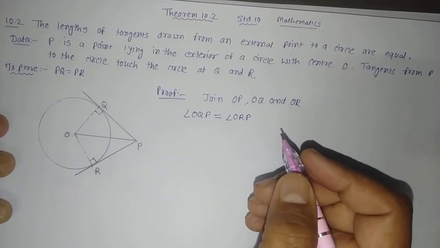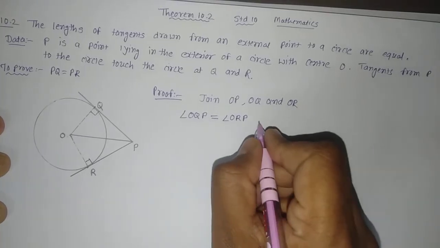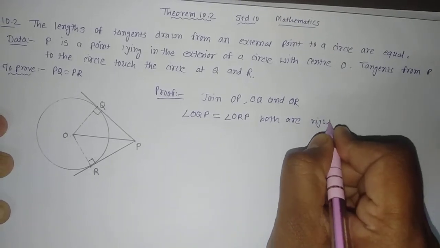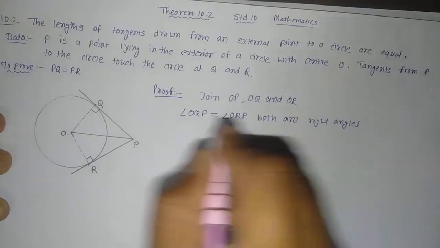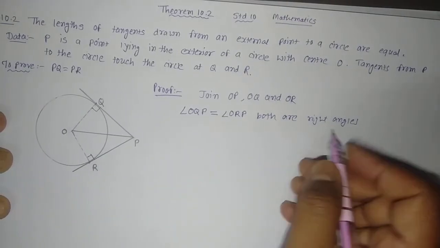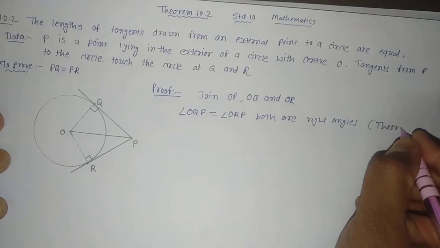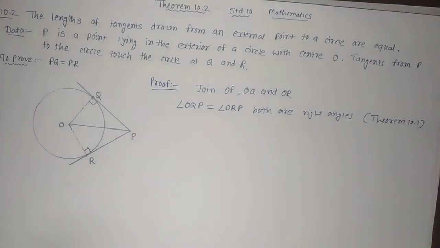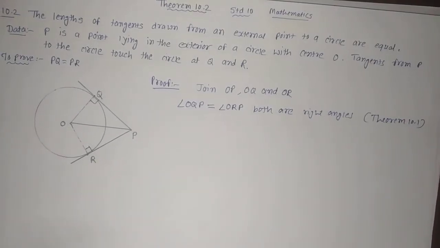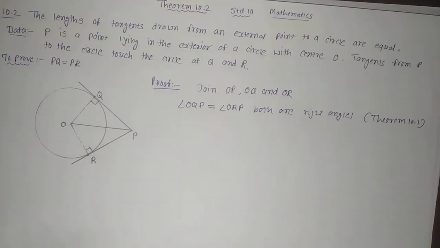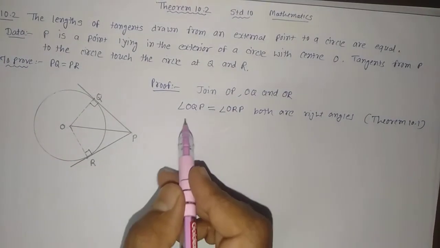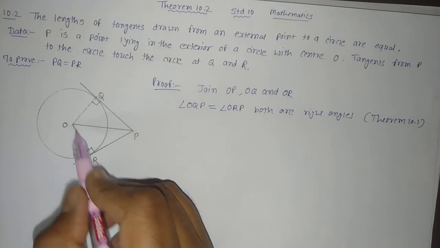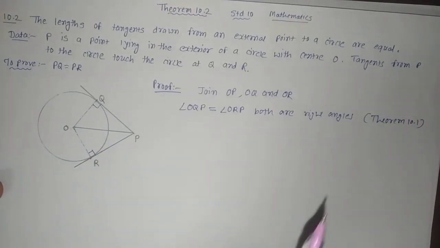We should write it as per the theorem. Both are right angles. Why are both equal? Because both are right angles as per Theorem 10.1. What does Theorem 10.1 say? That the tangent at any point of a circle is perpendicular to the radius through the point of contact. So in that way we can say that angle OQP is equal to angle ORP. Both are right angles as per Theorem 10.1.